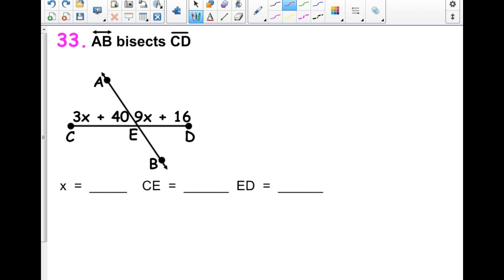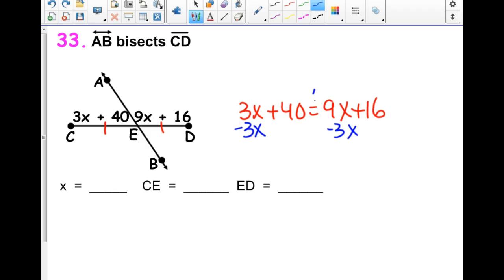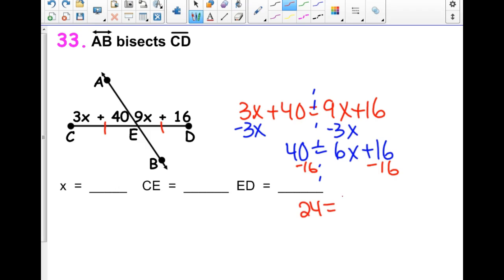This one says that line AB bisects segment CD. That means these two segments are equal. So 3x plus 40 is equal to 9x plus 16. Subtract 3x from both sides. You want to do the same to one side as to the other. That will give you 40 equals 6x plus 16. Next, we would subtract 16 from both sides. I'm going to drop that down here. That would be 24 equals 6 times x. Divide both sides by 6, and our solution for x is 4.